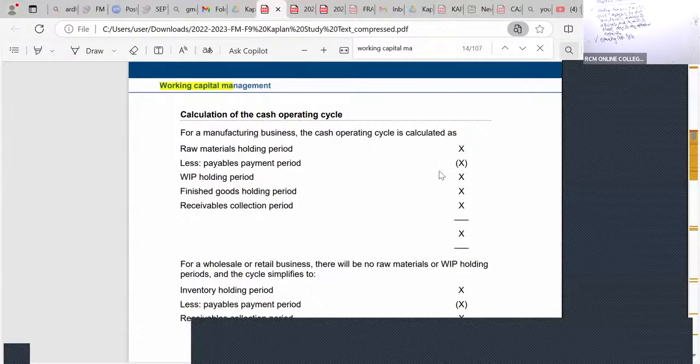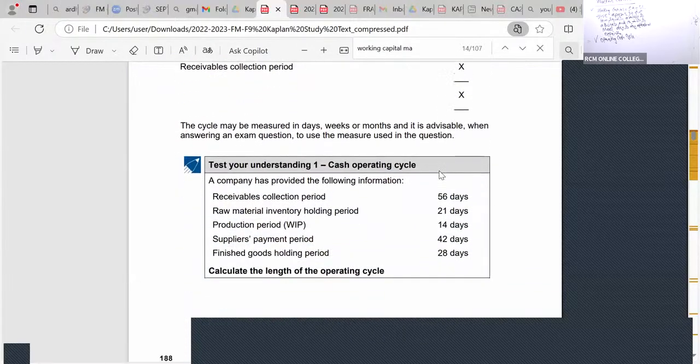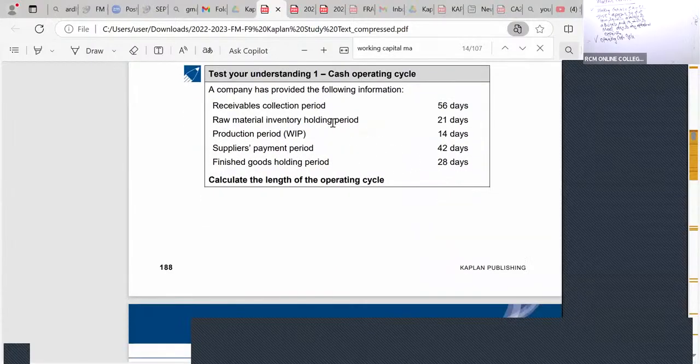So for us to understand what we are talking about this afternoon, let's go ahead and calculate the cash operating cycle here. You write there: test your understanding, cash operating cycle, or operating cash cycle.